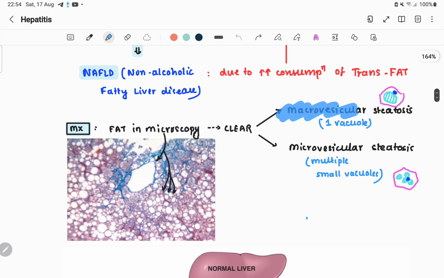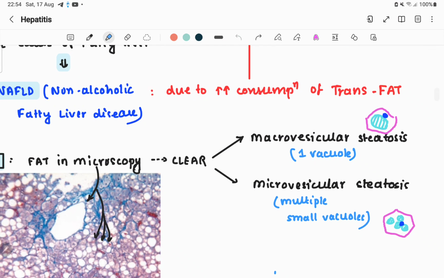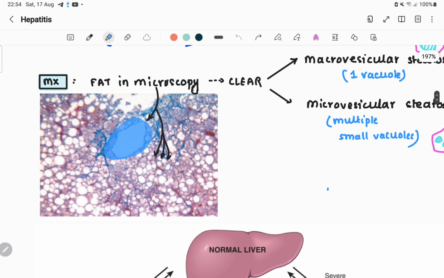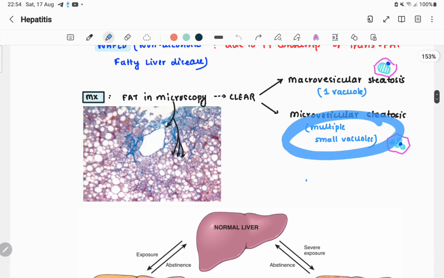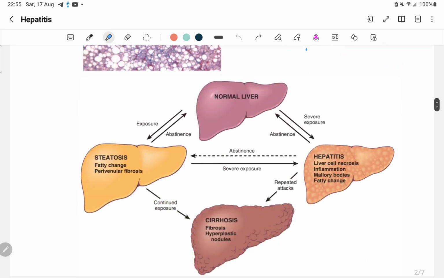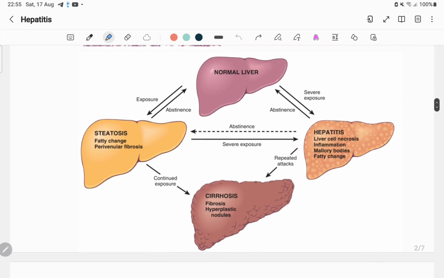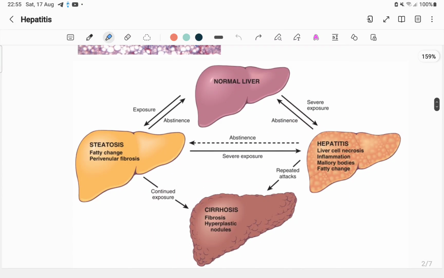There may be macrovesicular steatosis or microvesicular steatosis. It means that either in a hepatocyte only one vacuole is present. Okay, one large vacuole, you can see one large vacuole is present over here. Or it may be microvesicular steatosis. Microvesicular means there may be multiple small vacuoles present, like this. See this. Understood? So here it is microvesicular steatosis. You can see very small clear areas, right? Vacuoles, fatty vacuoles.